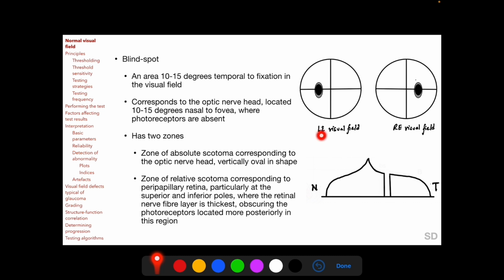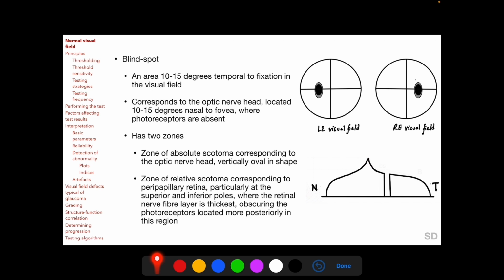In the left visual field, we will find the blind spot located to the left and temporal to fixation, and in the right visual field, we will find the blind spot located to the right and again temporal to fixation. And in the nasal to temporal profile of the hill of vision, the blind spot will appear as a discontinuity in the hill located temporal to the fovea.